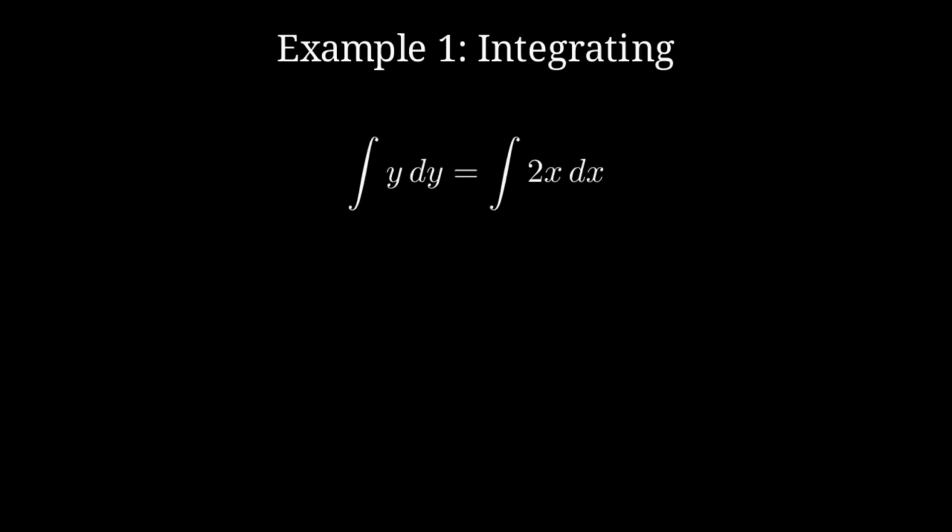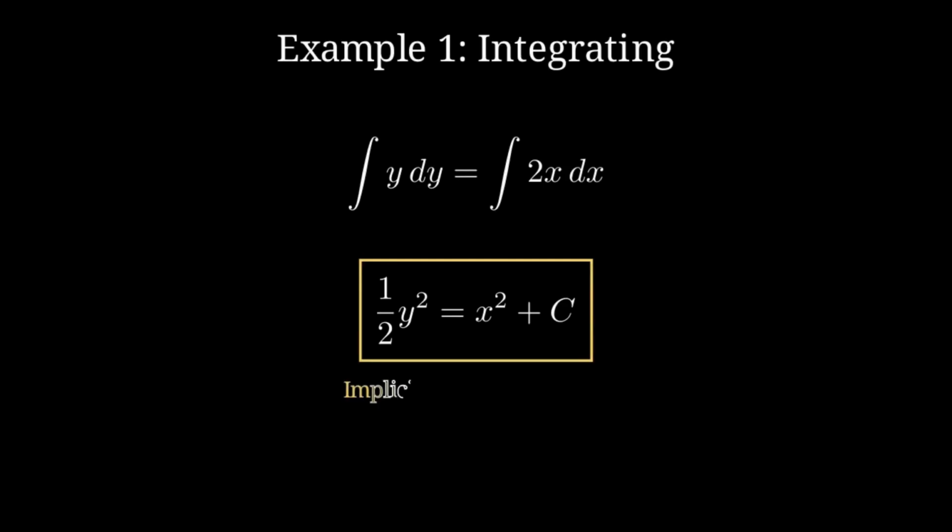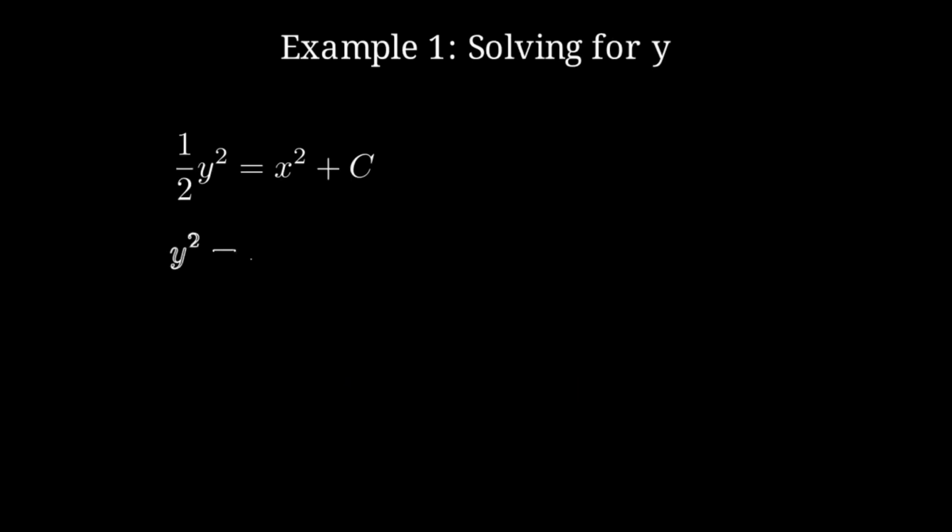Next, we integrate. The integral of y with respect to y is 1/2 y squared. The integral of 2x with respect to x is x squared. We add our constant c to the right side. This is called an implicit solution because y is not yet isolated. It defines a relationship between x and y. To find the explicit solution, we multiply by 2 and take the square root.